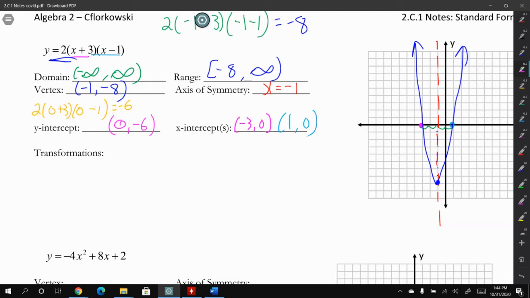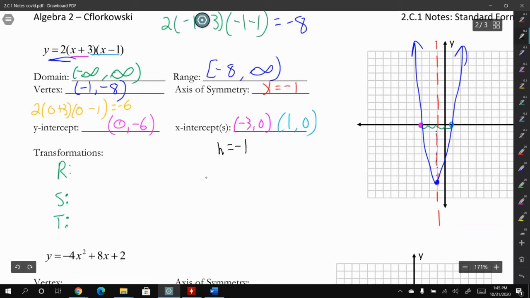Now let's look at transformations. Your transformation is RST. And again, you may be saying, well, how do I get my RST when I'm not in vertex form? Our vertex is our h, k. And our h and k are the vertex values. So in this problem here, our h is -1. Our k is -8. And then our a value is right here, that 2 in front.